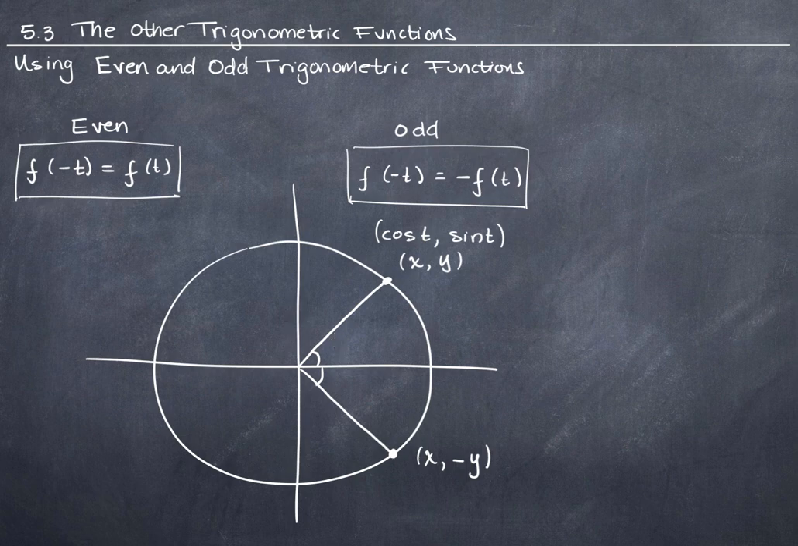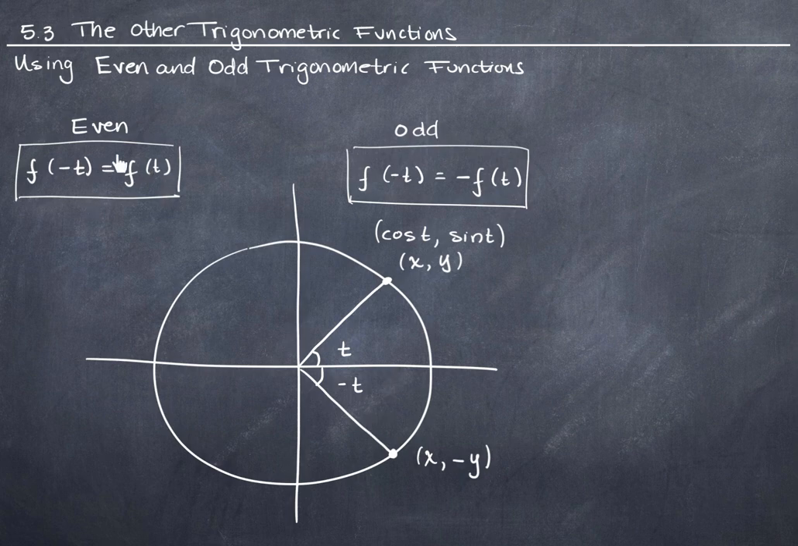Now, this angle here is angle t, and this angle here is technically negative t because I've taken the same size of angle, but I've gone in the clockwise direction instead of the counterclockwise direction. So whatever size this angle is, this is the same size, but we call it negative t because it's going in the opposite direction. It's going in the clockwise direction.